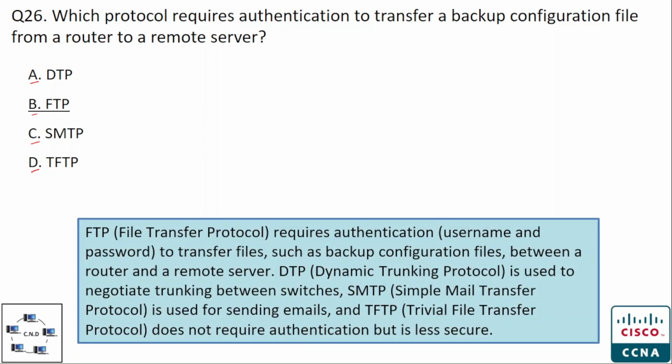The explanation is that the File Transfer Protocol requires authentication, that is username and password, to transfer files such as backup configuration files between a router and a remote server. DTP, that is Dynamic Trunking Protocol, is used to negotiate trunking between switches. SMTP, that is Simple Mail Transfer Protocol, is used for sending emails. And TFTP, that is Trivial File Transfer Protocol, does not require authentication but is less secure.